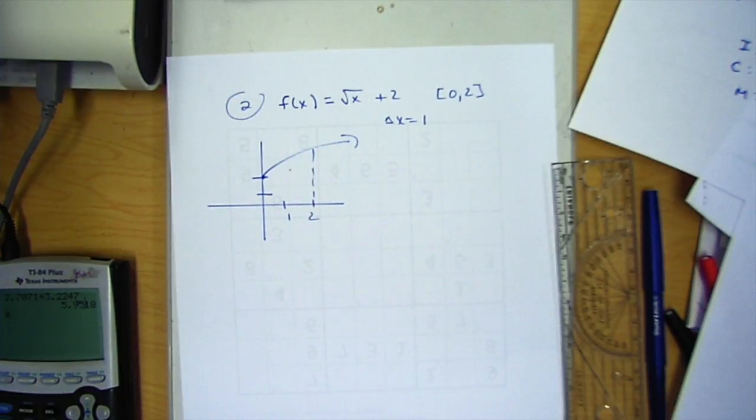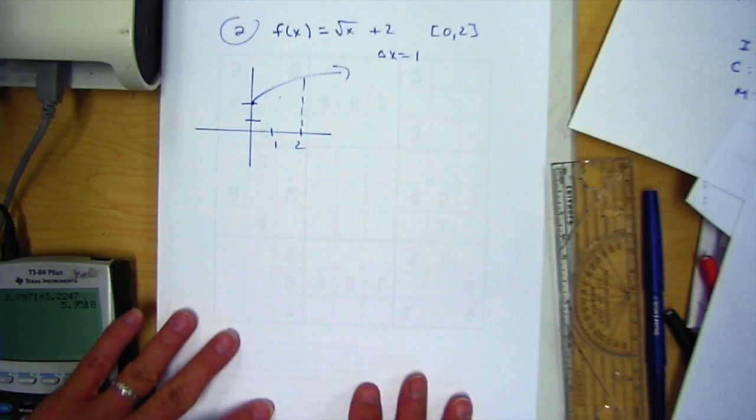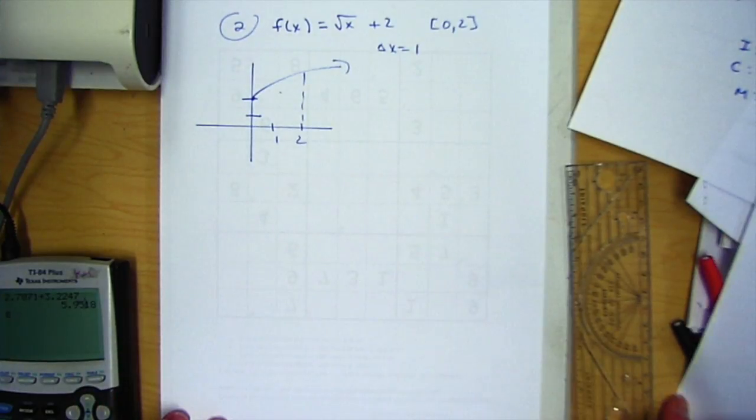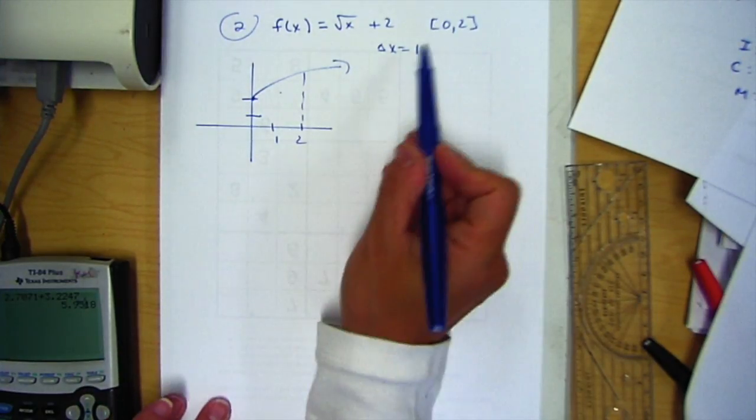Okay, let's look at two more examples of approximating the area underneath the curve using the idea of rectangles. So we're going to look at the function square root of x plus 2, and we're only going to look at this graph from 0 to 2.